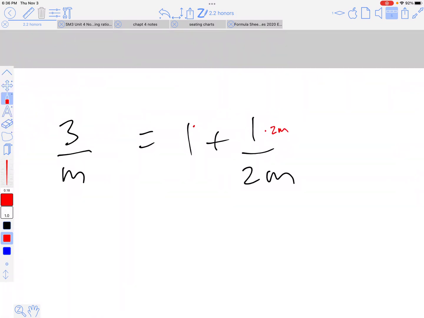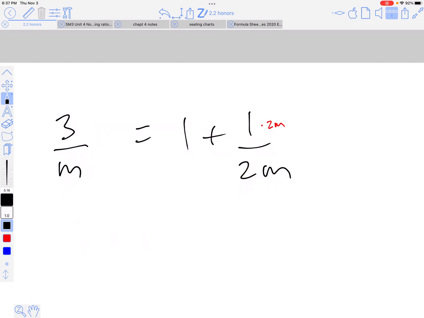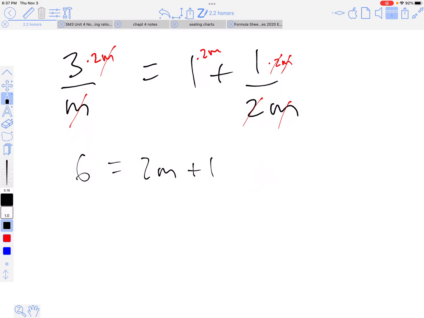But the thing with multiplication is you have to use the distributive property. So we're going to do it to every piece. If it was an expression, we need to do it to the numerator and the denominator, but because it's an equation, we're good to go here. So those m's cancel out, 2 cancels out, m cancels out there, and so we're left with 3 times 2, which is 6, equals 2m plus 1, and then we'll just solve from there.